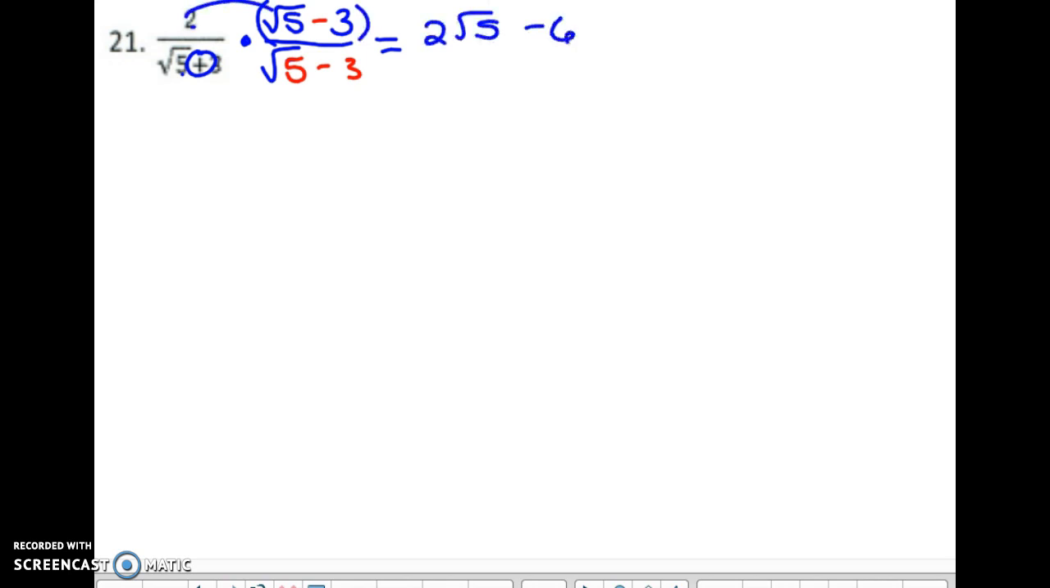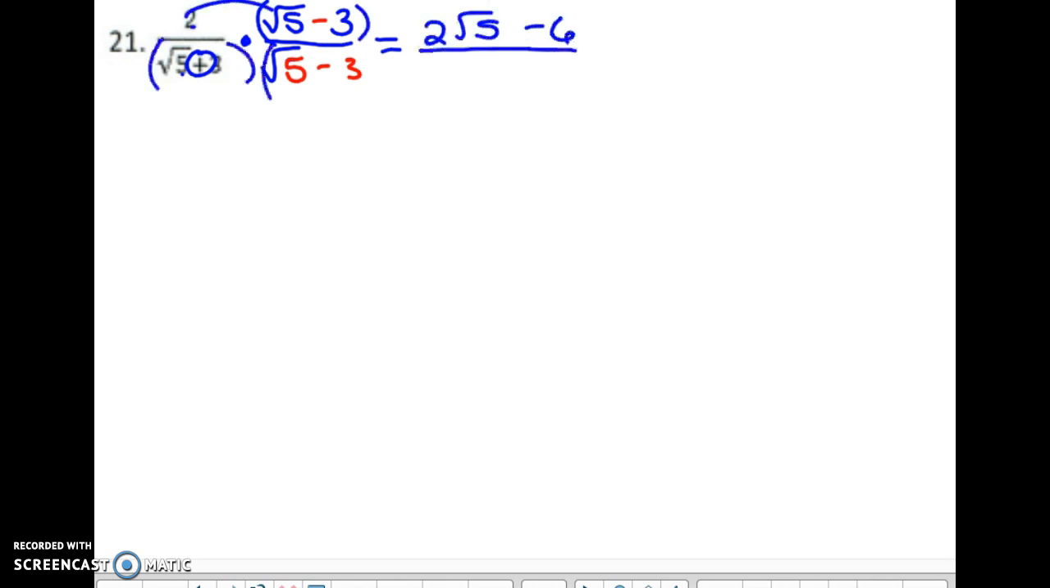And our final problem is going to need a conjugate in the bottom to get rid of the square root of 5 plus 3. So we multiply the top and the bottom both by the square root of 5 minus 3. We always do the opposite sign from there. And so we need to distribute up in the numerator. That's going to give us 2 square root 5. 2 times 3 is negative 6.